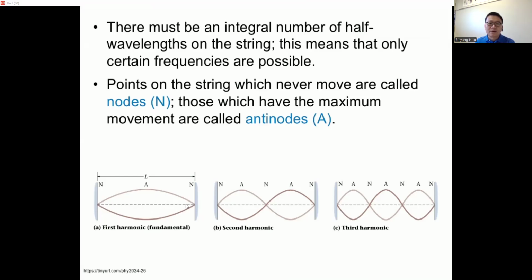So the two ends are not vibrating. So they are called nodes. And in the middle here, it's vibrating the most. It's called an antinode. Okay, it's called an antinode here.